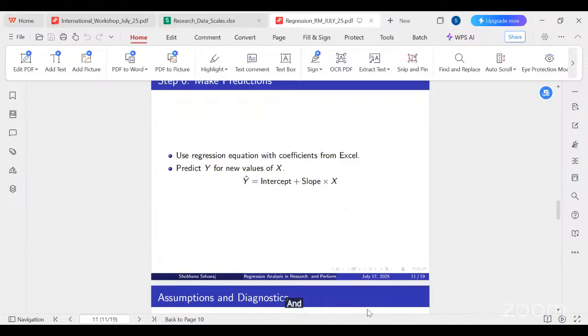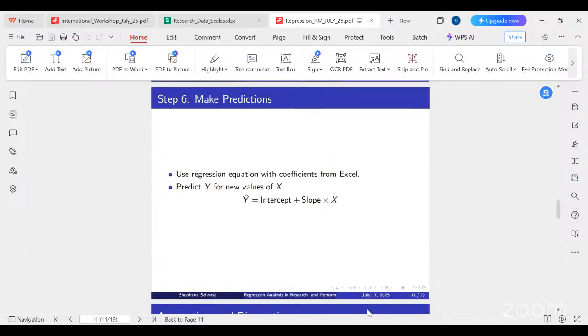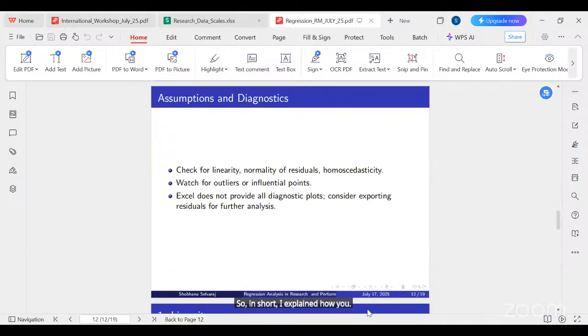And once we get all these values, using these coefficients from Excel, you can predict the values of y for new values of x by plugging them into the regression equation. This makes regression very useful for forecasting. So in short, I have explained how to go about the regression analysis.